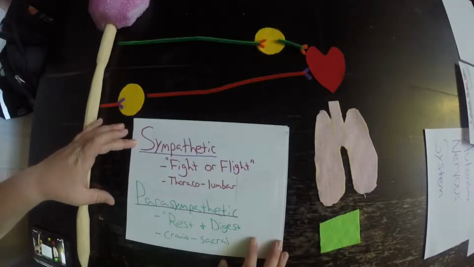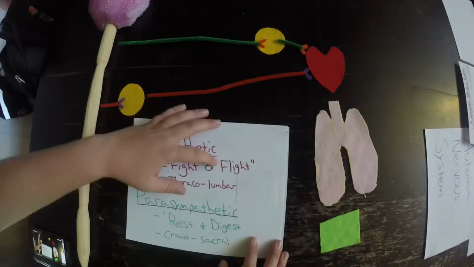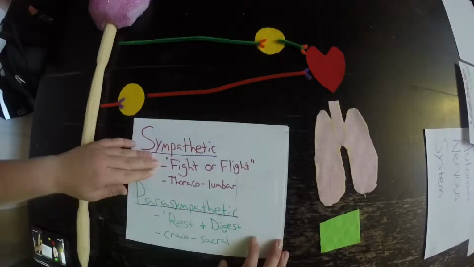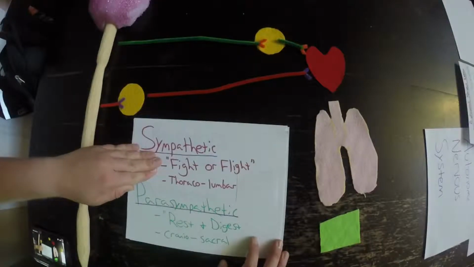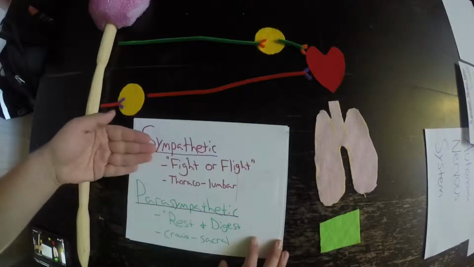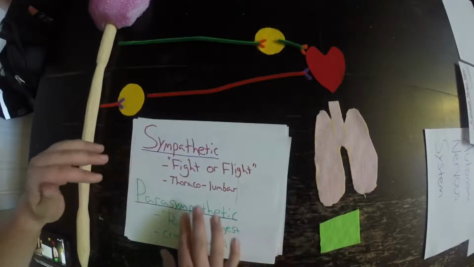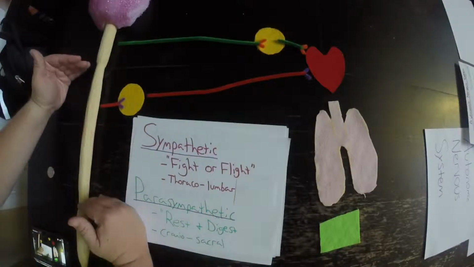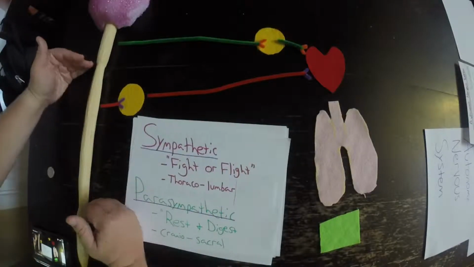There's the sympathetic division, which is the fight or flight division, which means it kicks in when your body is in a stressful position or emergency situations. It is located in the thoracolumbar region, which is this midsection here of the spinal cord.